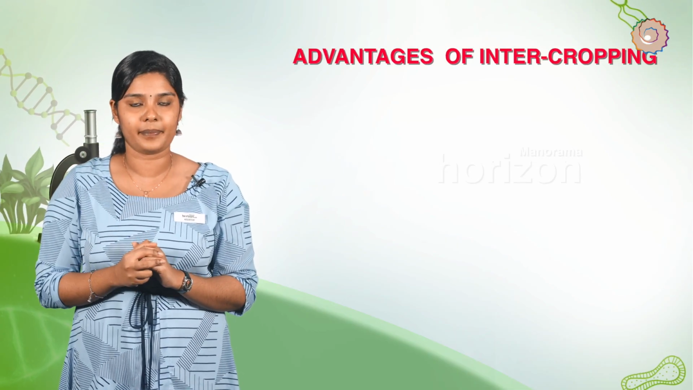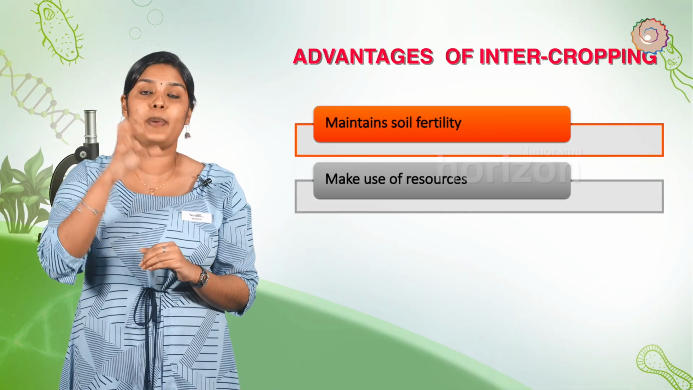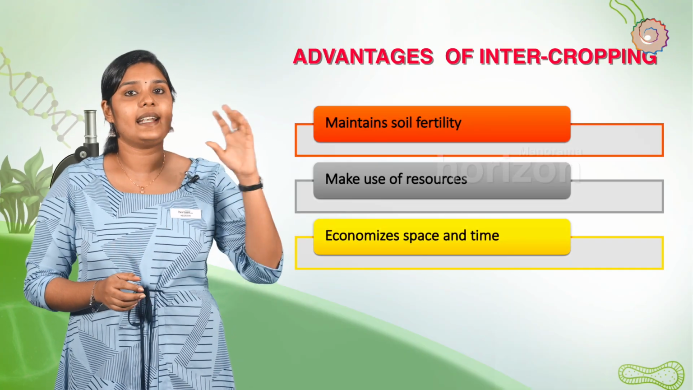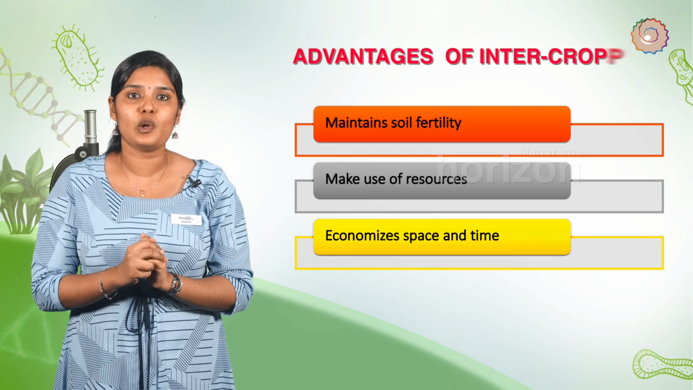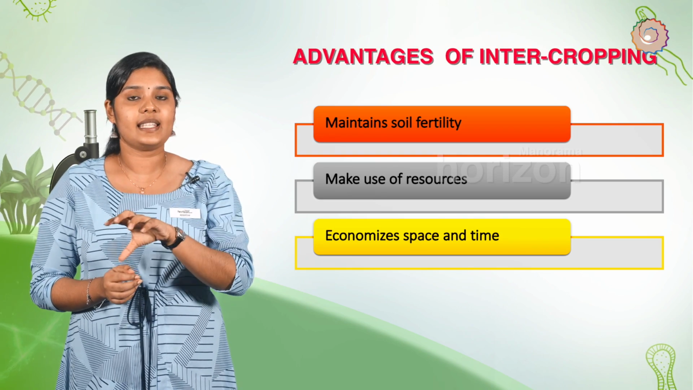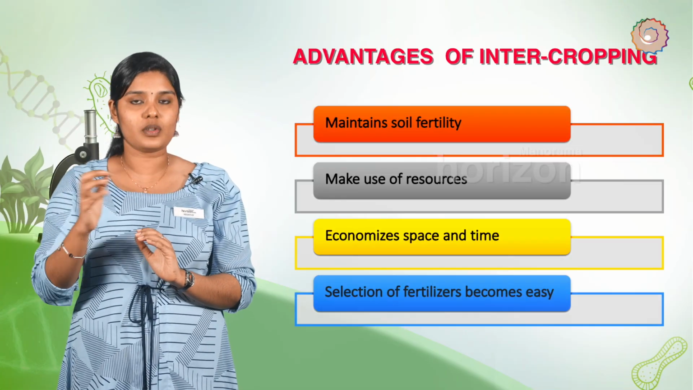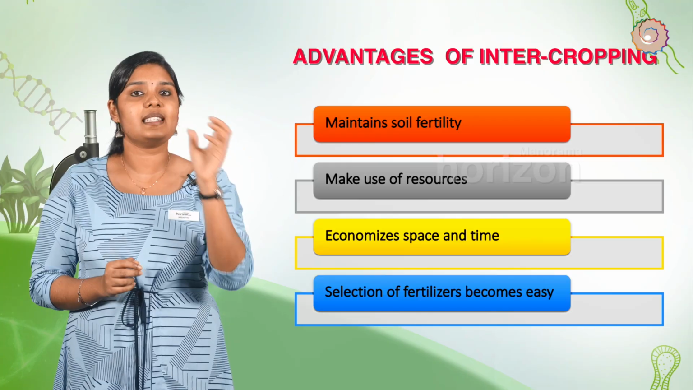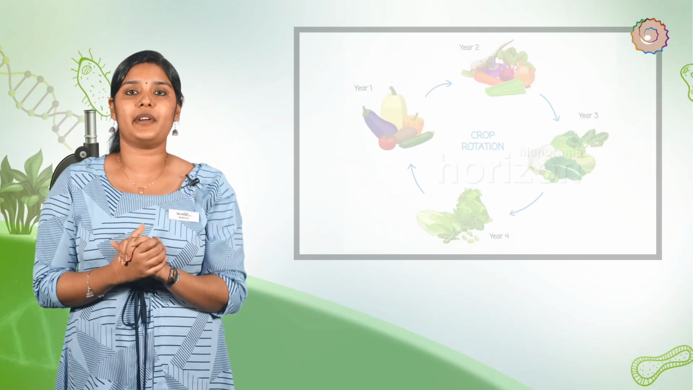Advantages of intercropping. It helps to maintain the soil fertility. It makes better use of resources. It economizes space and time of cultivation of two or more crops. Each group can be harvested, threshed and marketed separately. Since the seeds of the two crops are not mixed before sowing, fertilizers can be placed as per the need of the crops.